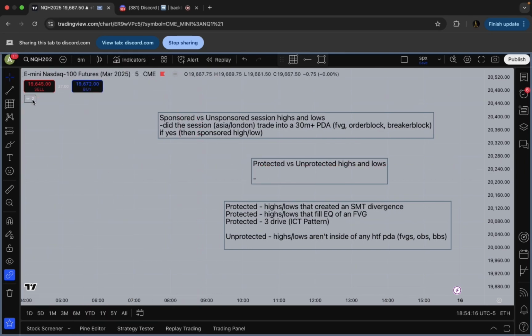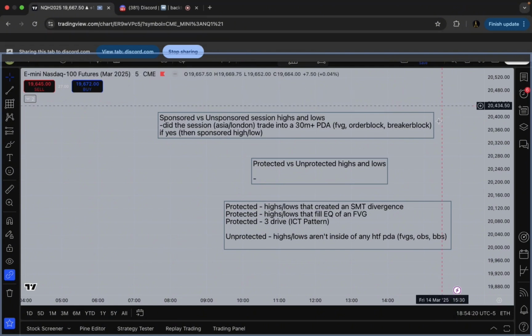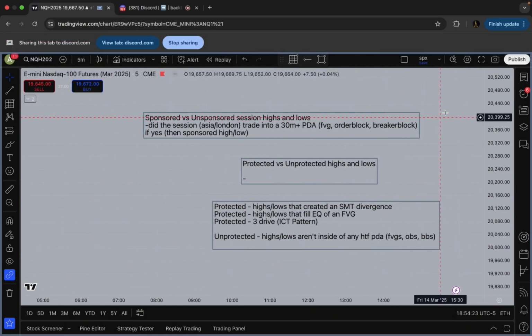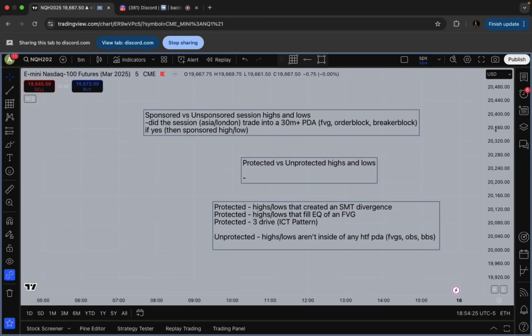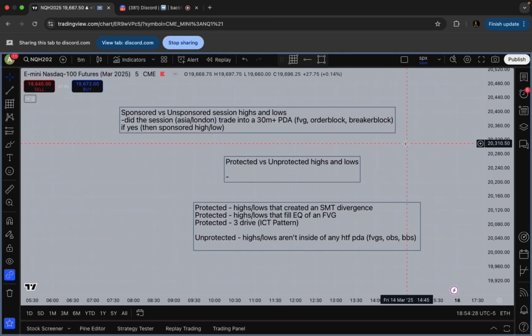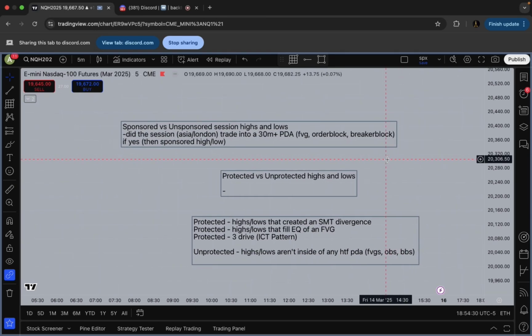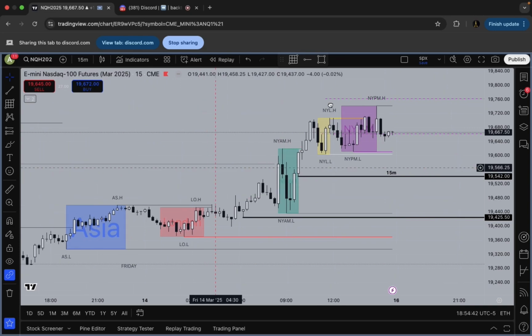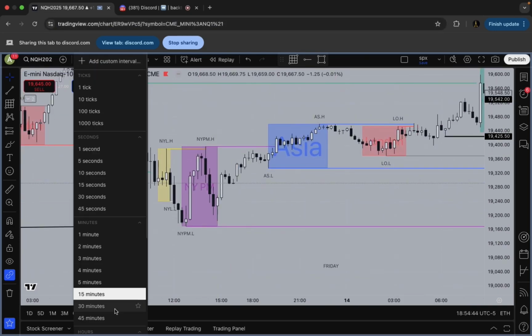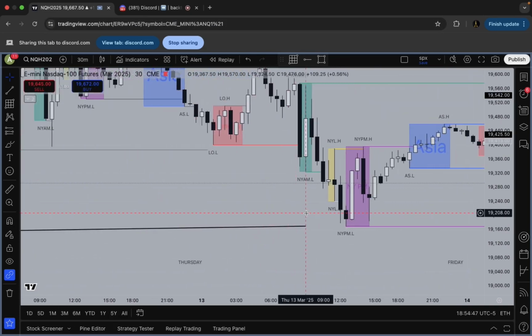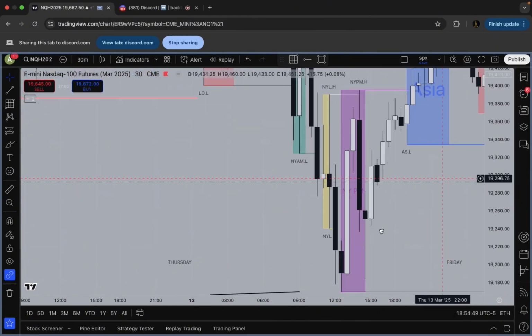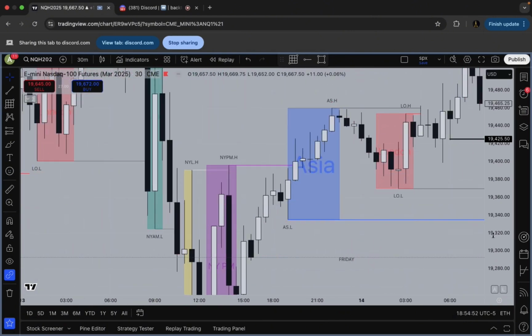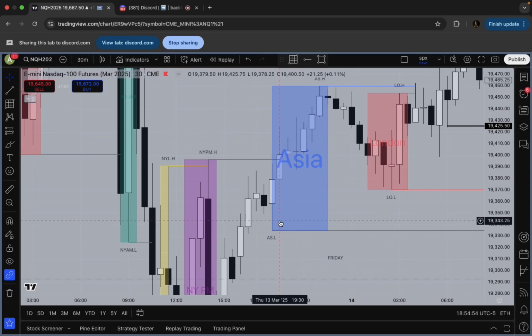I have the sessions indicator, and I really don't look at any sessions outside of the current day. So if today was, for example, Friday, I would only look at London and Asia Friday. I just see if they traded into a 30-minute plus PDO rate, the higher low of the session. So let me show you an example here. Here, in the 30-minute, this could be a 30-minute, a 1 hour, or 4 hour. Daily is not the best time frame to look for sponsored moves because that's just too big for day trading. Yeah, just 30 plus.